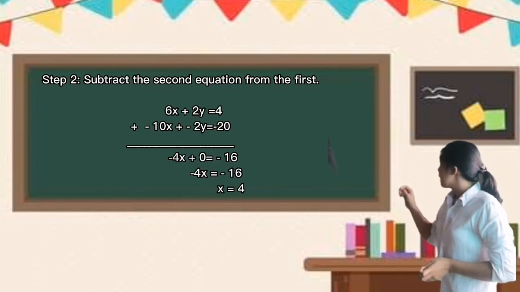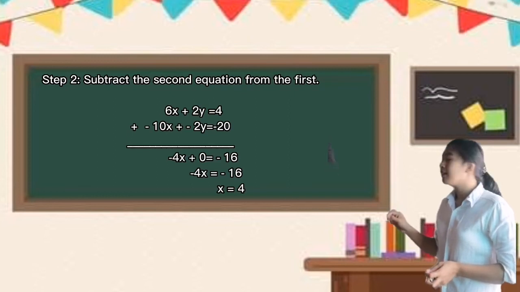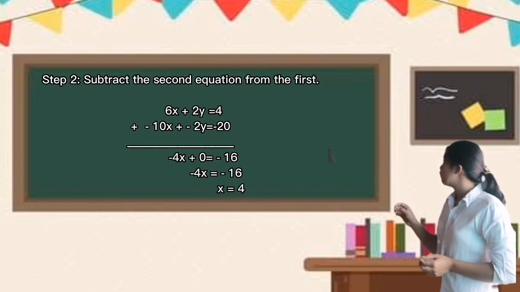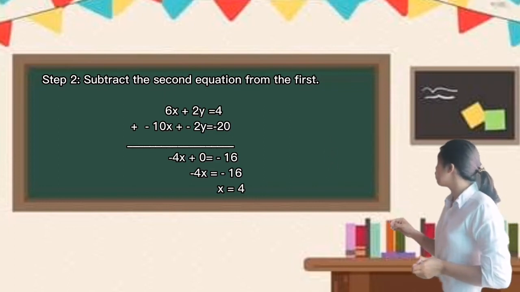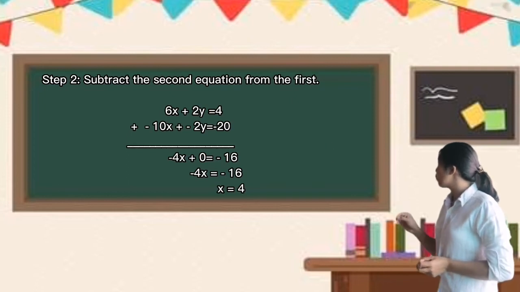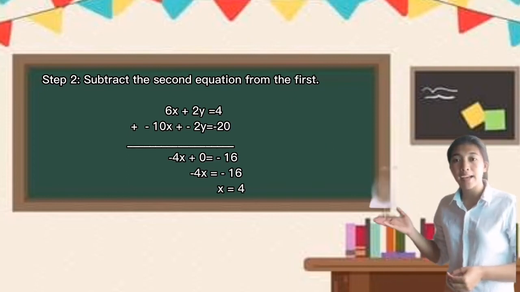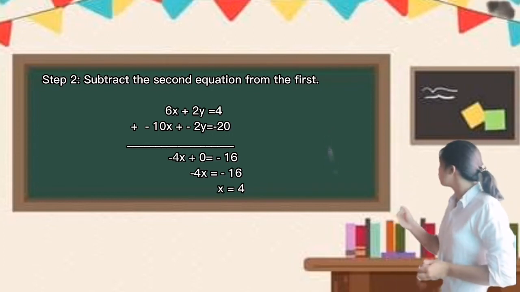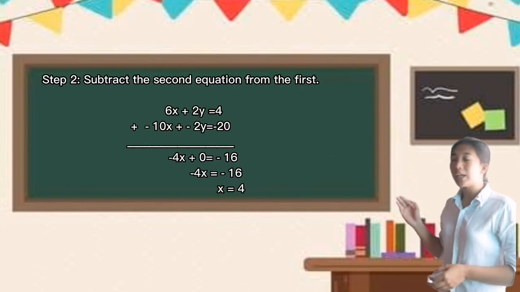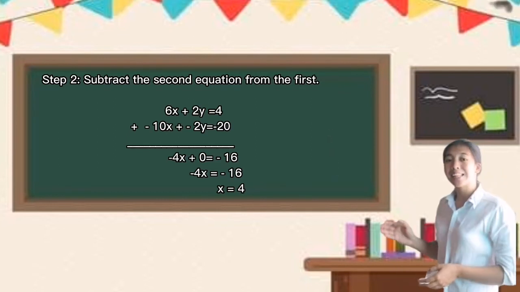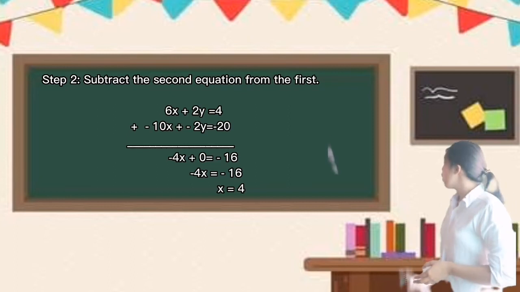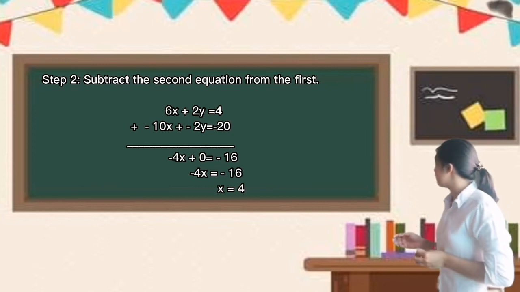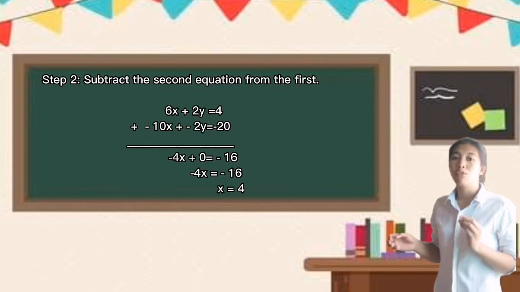Then positive 2y and negative 2y is equal to 0. So we have here 4 plus negative 20 is equal to negative 16. So we have here negative 4x is equal to negative 16. So we need to divide both sides by the coefficient, which is negative 4. So we have the answer x is equal to positive 4.